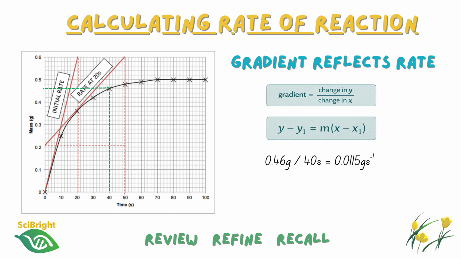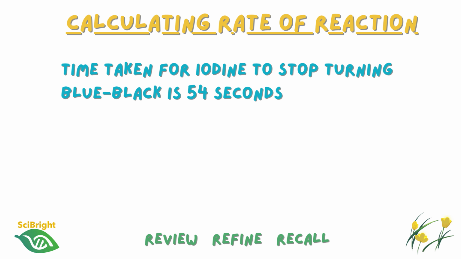So on this graph, for example, the average rate across the first 40 seconds is 0.46 grams divided by 40 seconds, which gives us a rate of 0.0115 grams per second. Now, please look at how I've presented grams per second. At A level, you will more commonly see the slash removed and what was after the slash represented as a negative power.